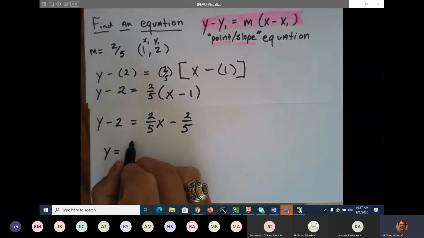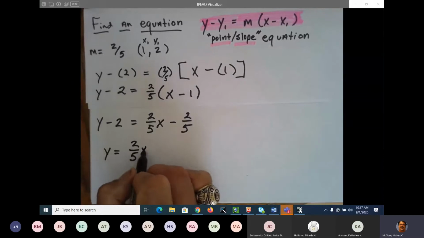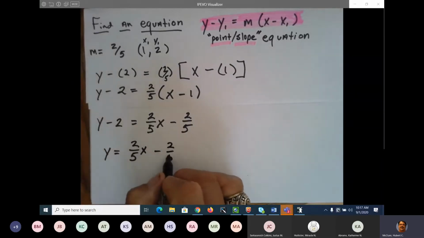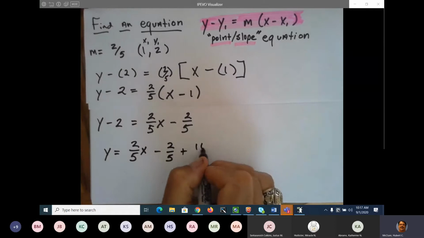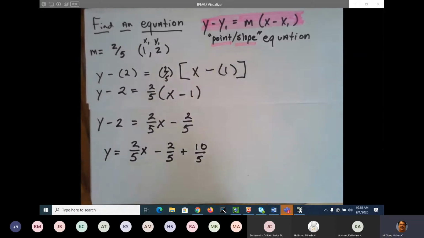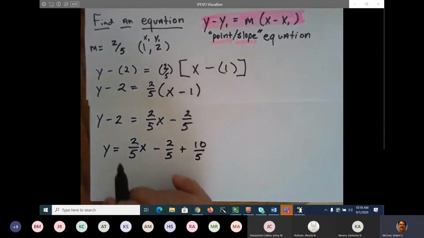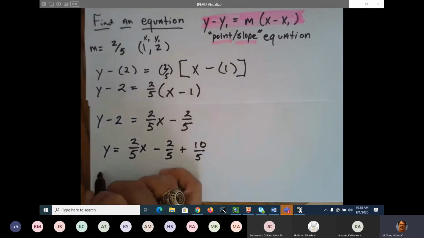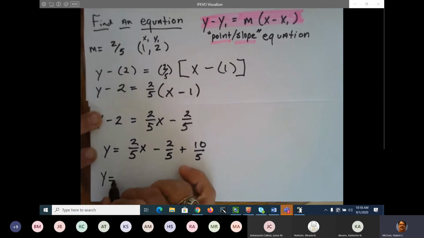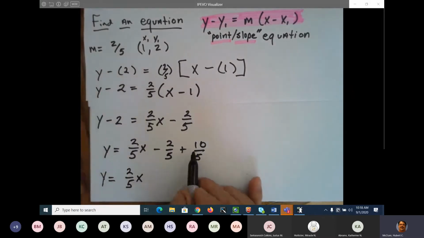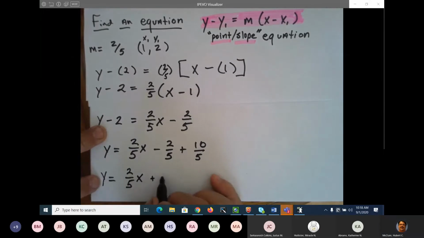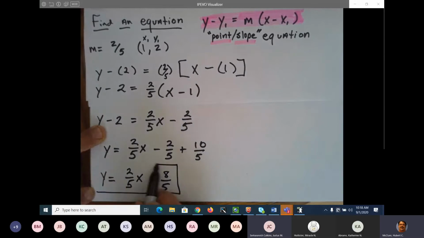Y is equal to 2/5 x minus 2/5 plus 10/5. And then you sit there and say, where do you get the 10/5? Well, you shouldn't ask that. You should know where that comes from. Y equals 2/5 x minus 2/5 plus 10/5, which is 8/5. Yeah. And that's your answer.